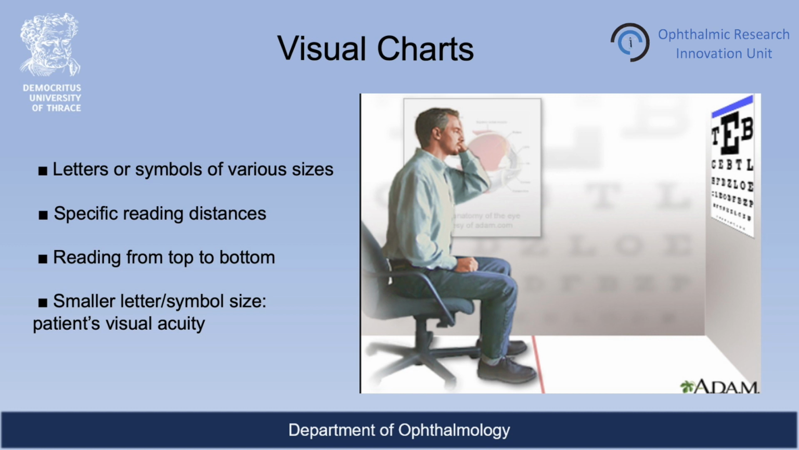Visual acuity is measured by using special charts. These charts use letters or symbols of various sizes and are placed at specific distances away from the patient. The examinee tries to read, or identify the letters or symbols, starting with the larger ones at the top lines, and gradually moving to the smaller ones at the bottom lines. The smallest letter, or symbol size that the patient can identify is defined as the patient's visual acuity.